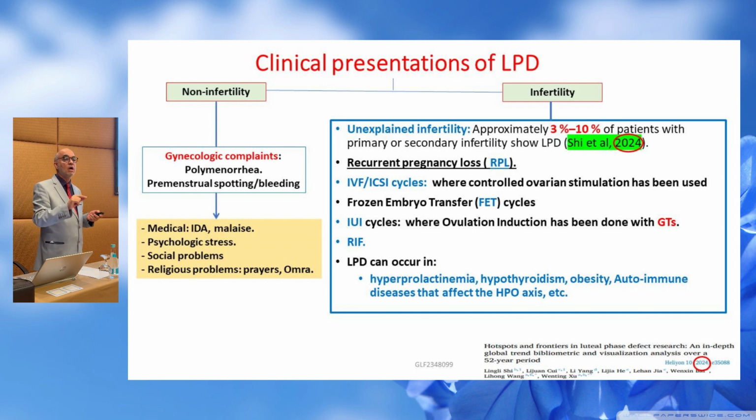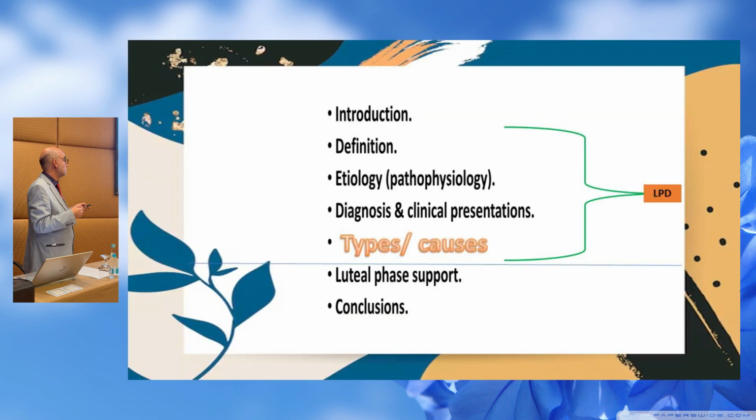Regarding infertility, luteal phase defect can lead to unexplained infertility in up to 10% of your cases, and this is a recent study. Also recurrent implantation failure, recurrent pregnancy loss, IVF and IUI problems. Also sometimes the luteal phase defect can be associated with hyperprolactinemia, hypothyroidism, and others.